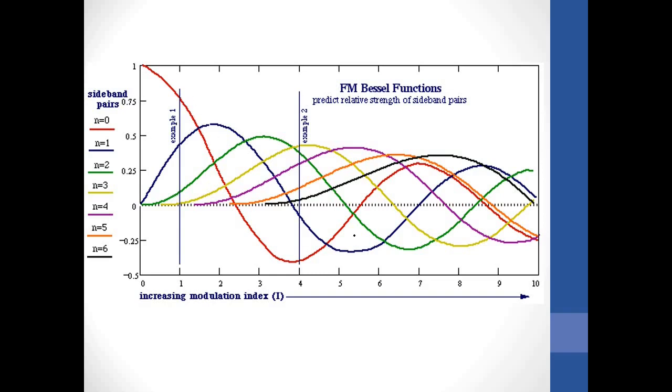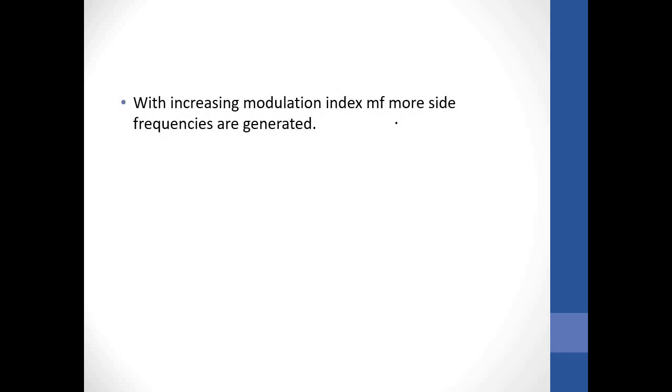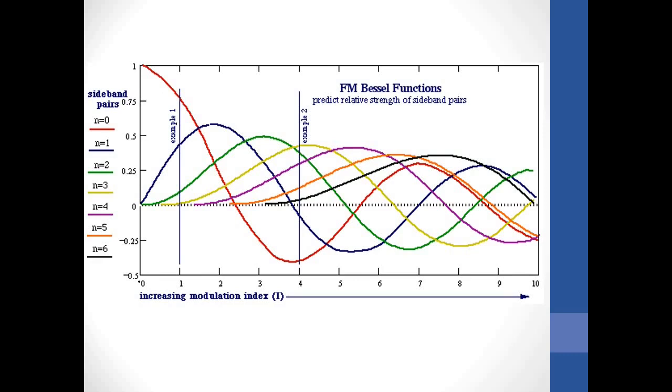As you can see, the amplitude also varies. This is the modulation index, which means that at mf equal to 1, we have this component, that component, and that component, and at mf equal to 2, and so on. So let's see how we apply it now. With increasing modulation index mf, more side frequencies are generated. As you can see, at 0 we only have this and that. Somewhere there, we've got this, this, and that. And then at this point we have this, this, and that. All the signals are present here.